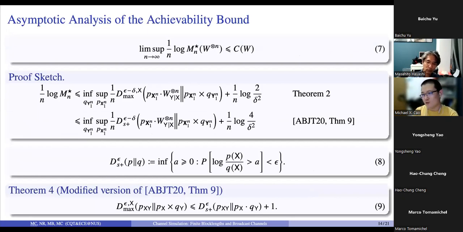Now for the asymptotic part, or the first order part, for the achievability bound, we are able to show that you need at most capacity amount of bits. Firstly, you apply the previous result for n copies of W, and you just plug it in, and you have the first line. Then you convert the whole thing to the spectrum divergence. There is a relationship between the spectrum divergence and the max divergence, and we used inequality 9, which is a slightly modified version of theorem 9 from this paper.